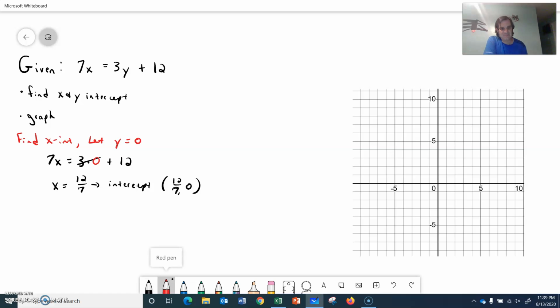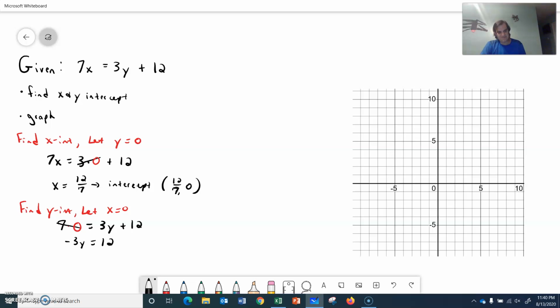Okay, so I've got an x-intercept. Separately, I'm going to find the y-intercept, which means I let x be 0. So I'll go back to the original equation and replace x with 0, so it'll be 7 times 0 equals 3y plus 12. Of course, 7 times 0 is 0. I'll move the 3y over, so it'll be negative 3y equals 12. I'll divide by the negative 3, so y equals negative 4. So that means the y-intercept is the point 0, negative 4.